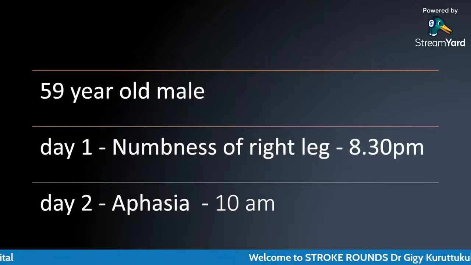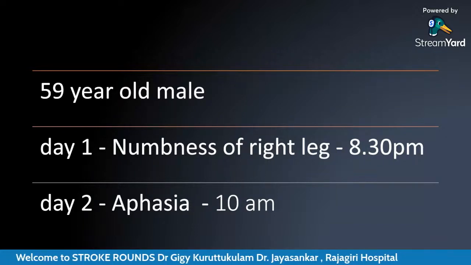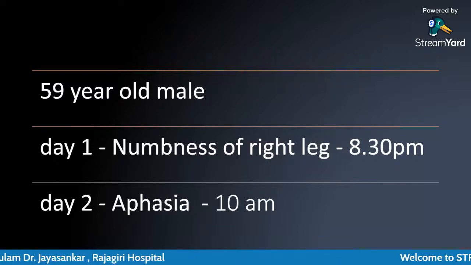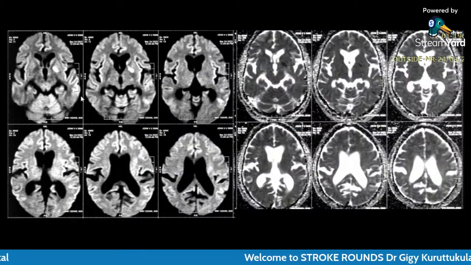So in a nutshell, the patient initially had only mild numbness of the right leg, but no significant motor symptoms. But in the next 12 hours, while consulting a neurologist in his OPD, he became totally aphasic. So he had a significant neurological deficit at that time. And this is the MRI done immediately after that.